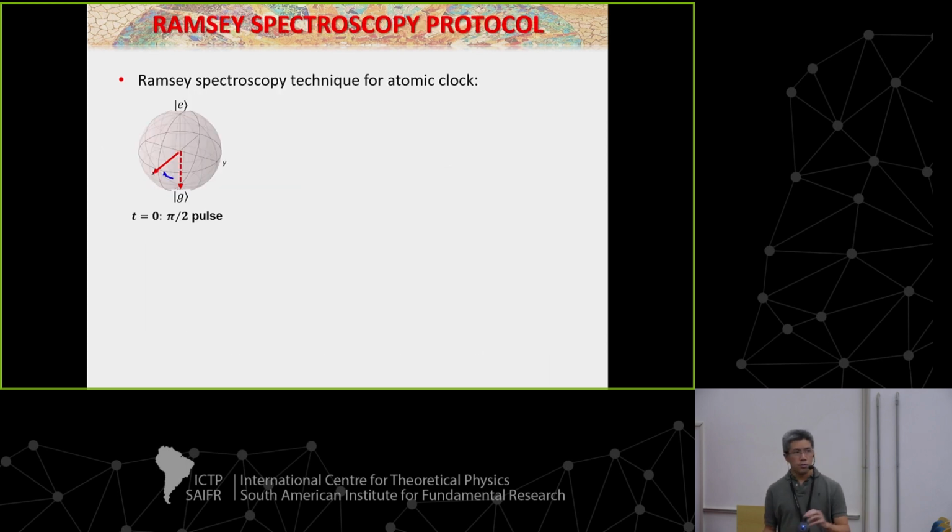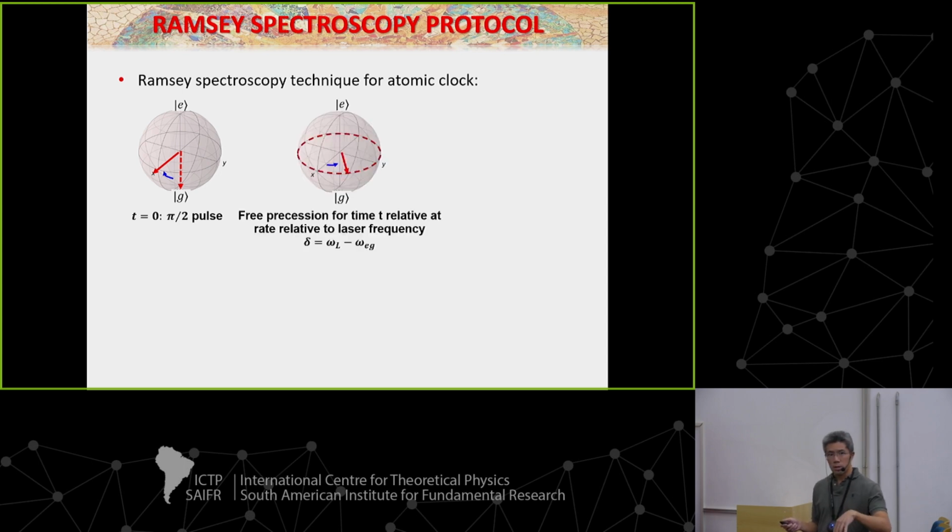Let me give one slide to explain exactly how an optical lattice clock works, or even just a single atom clock. The technique that people use is so-called Ramsey spectroscopy. That's basically the standard in atomic spectroscopy. The idea is the following. Initially, you have an atom in the ground state. At time equals 0, you do a pi/2 pulse on the Bloch sphere. So you bring your atom into an equal superposition of ground and excited state.